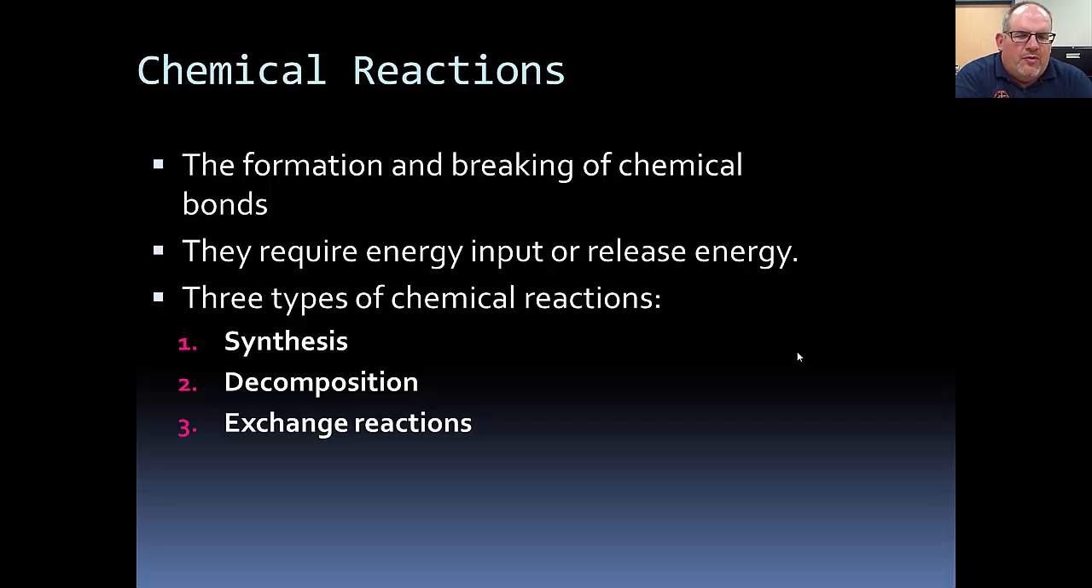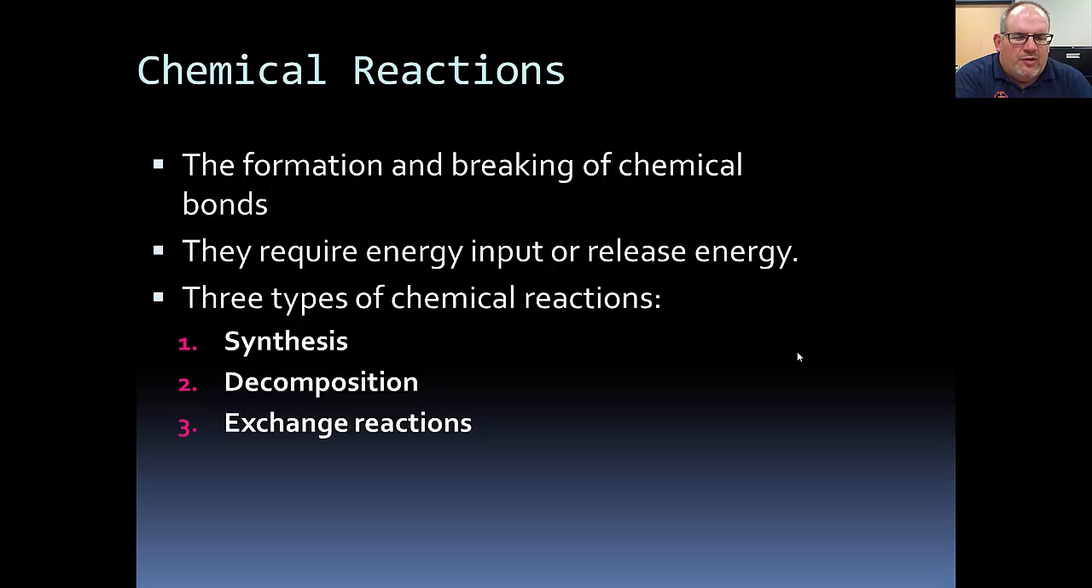When we look at chemical reactions, we have 3 different types: synthesis reactions, decomposition reactions, and exchange reactions. Synthesis reactions are reactions that require energy to build and put something together. This would be like taking an atom of oxygen and 2 atoms of hydrogen and making water out of them by putting those together. That's a synthesis reaction, and there is some energy involved in putting those things together.